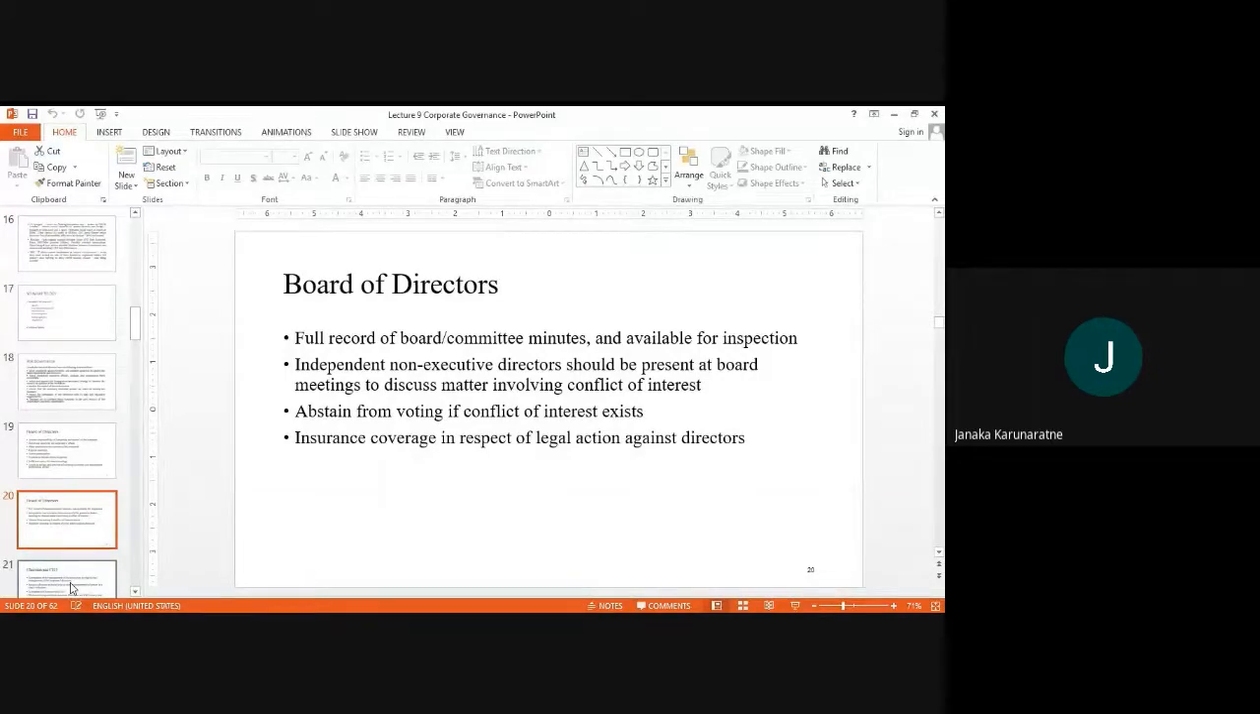So whenever you have a board which comprises a significant number of independent non-executive directors, you have better decisions without any bias. Because if you are not independent, anyway you have some bias. That doesn't mean you are always acting in conflict of interest, but a natural bias can come. And of course, executive directors' general bias is always there. And also abstain from voting if conflict of interest exists. Right? Insurance coverage in respect of legal action again. For any genuine act by the board, there should be sufficient legal and insurance cover for any legal action.